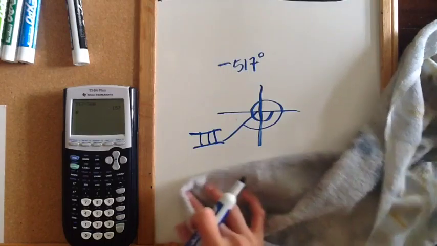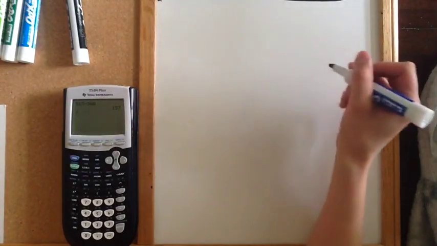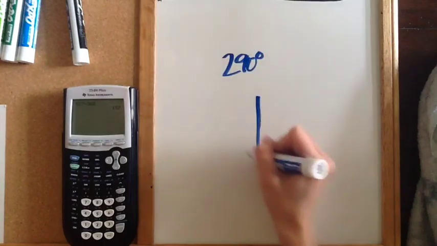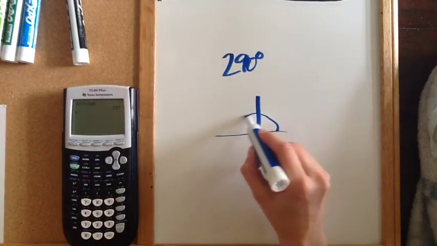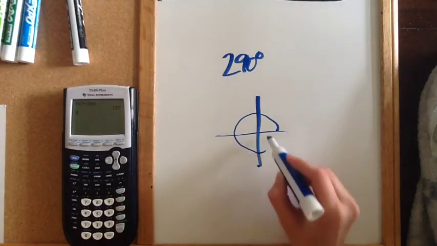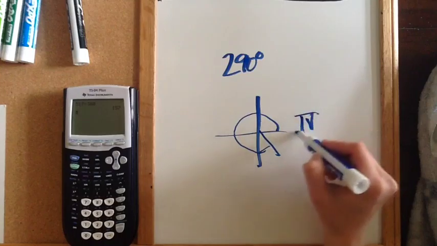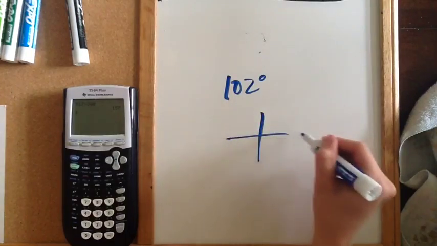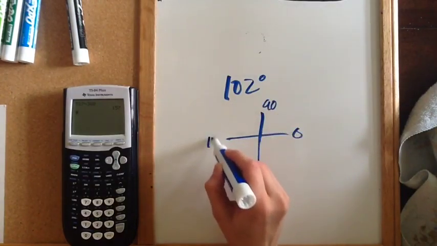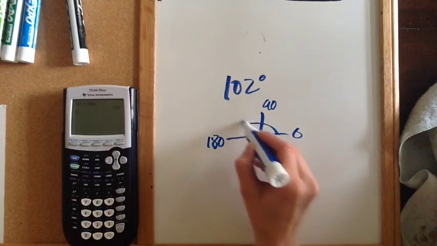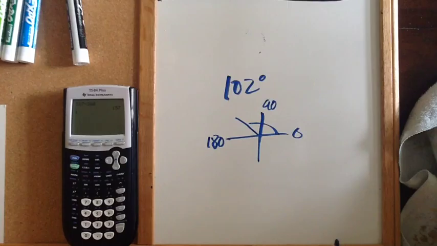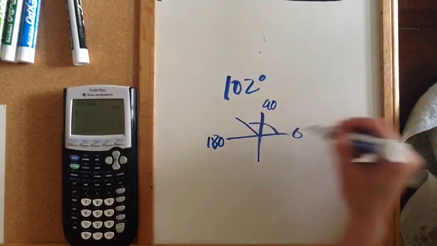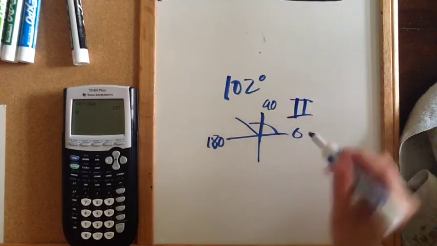Now, what if I had something like 290 degrees? I'm going to start at zero, I go past 90, past 180, remember this is 270, so I'm going to go past 270, and that will put us into quadrant 4. If I have something like 102 degrees, 102 degrees is past the 90, but before the 180. So I'm going to start at zero, go counterclockwise, and right about there is going to be 102. We're not being super precise, I'm just making sure I know which quadrant it's located in. So this would be quadrant 2.